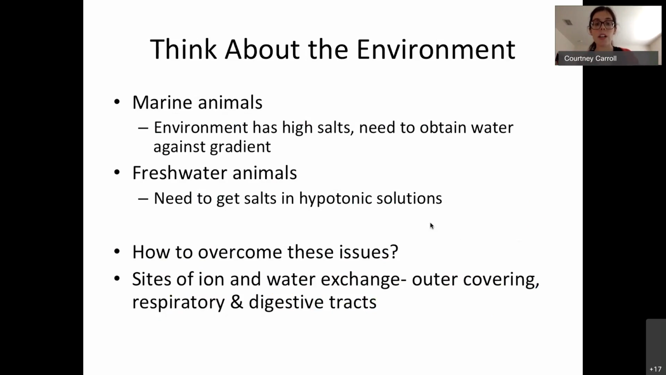Whereas freshwater animals are in the opposite solution. They need to, instead of pulling water against its gradient, they need to somehow get salts out of a hypotonic solution. And so to do this, we're going to look at how there are sites of ion and water exchanges, both on outer coverings, the respiratory, and the digestive tracts, and what's happening at these sites of exchange.